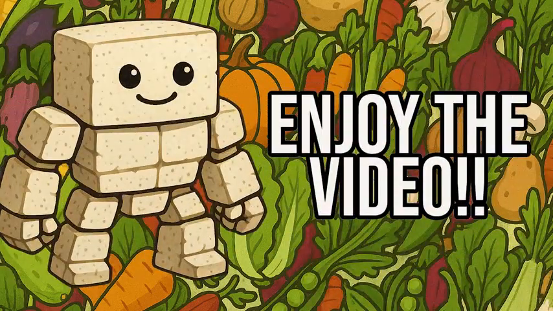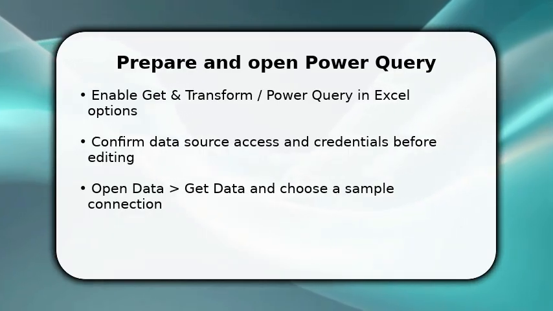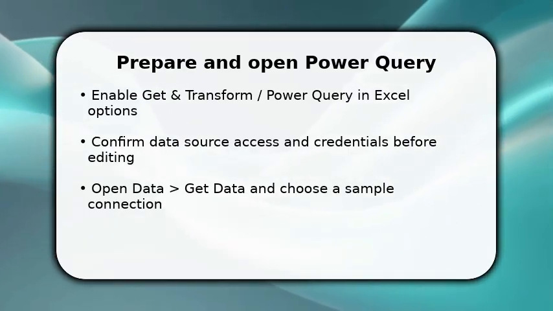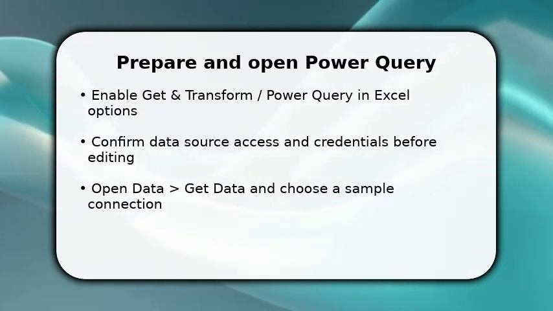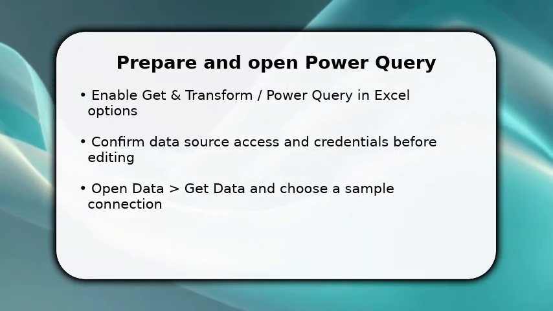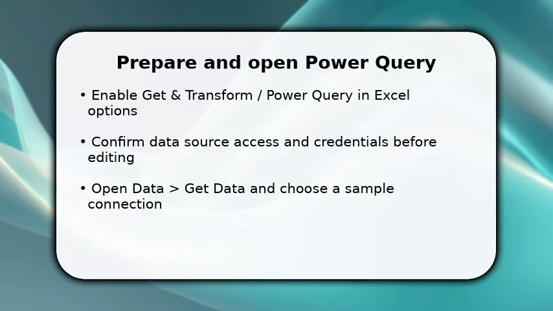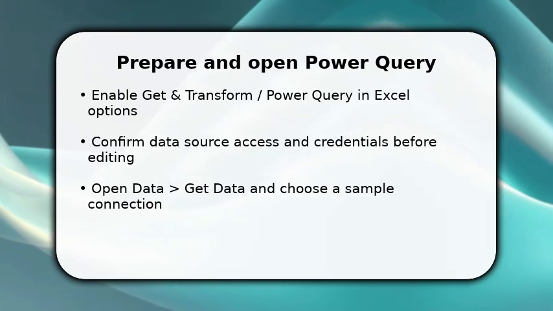Please enjoy the video. You start by opening the workbook and verifying data access, because locked credentials break everything later. Once done, enable Get and Transform if it's off, then create a small sample connection to the source so you can iterate quickly. You should import a representative table or CSV, not the full dataset, to test transforms.